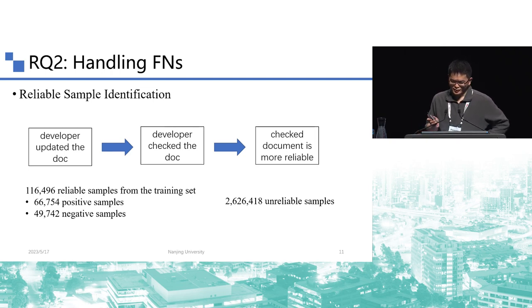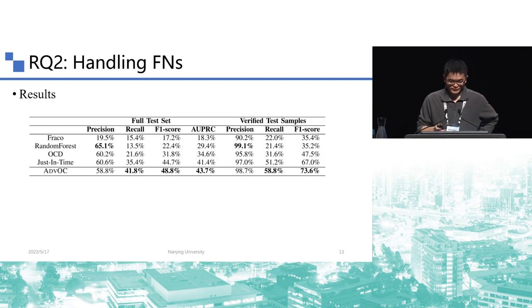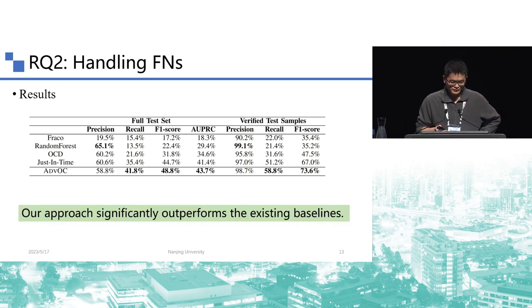Which means that when a developer updated a Javadoc, the developer checked the doc, and the checked doc is more reliable. So based on this assumption, we identified more than 100,000 reliable samples from the cleaned training set. We consider the other samples in the cleaned training set as unreliable samples. To encode each sample, we also propose hierarchical encoding methods. The results are shown on the table. Our approach significantly outperforms the existing baselines.